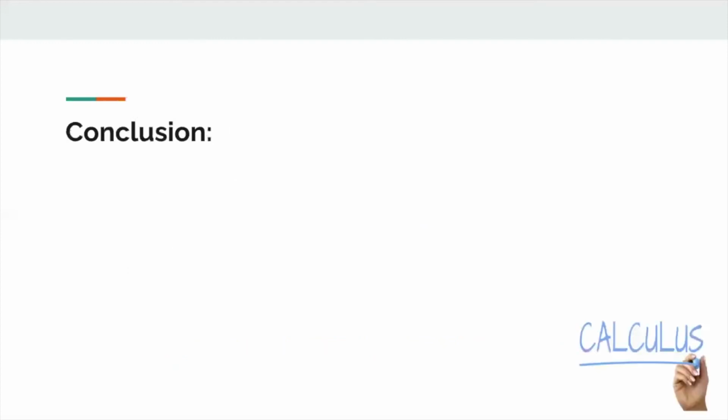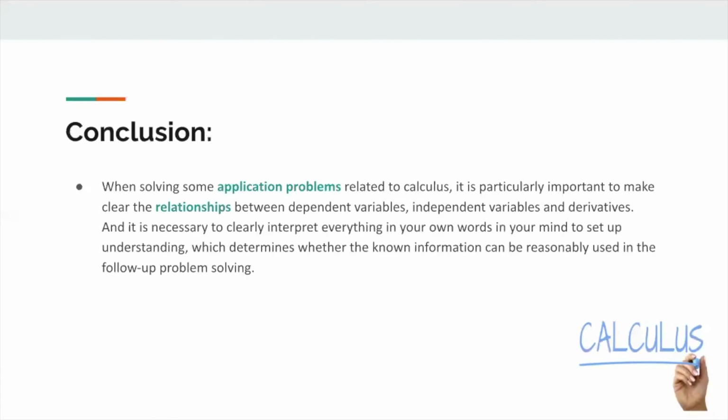Sometimes we may think that interpretation problems are not as important as application problems, but in fact, in those application problems related to calculus, it is important to make clear the relationships between the input, output, and derivatives, and it's necessary to clearly interpret everything in your own words in your mind to set up understanding, which determines whether the known information can be readily used in follow-up problem solving.